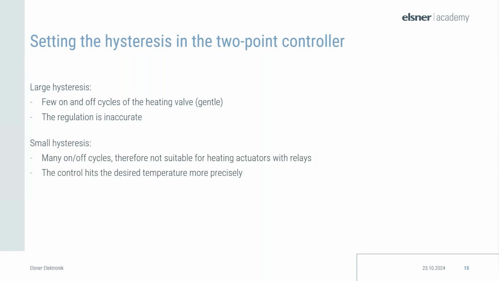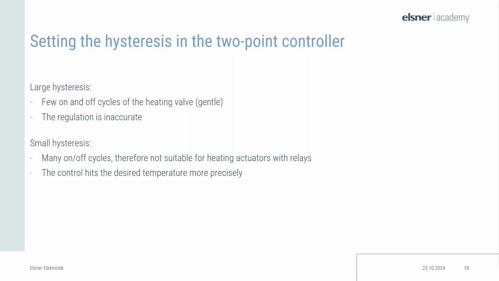A small hysteresis, on the other hand, means many on and off cycles. Therefore, it's not suitable for heating actuators with relays. The control hits the desired temperature point more precisely. This is clearly an advantage. But also, the valve needs 3 to 5 minutes to open and close, and therefore may not work properly if the hysteresis setting is too small. So there are definitely differences between the large and the small hysteresis, and it really depends on the project itself if you're going for a large or small hysteresis.